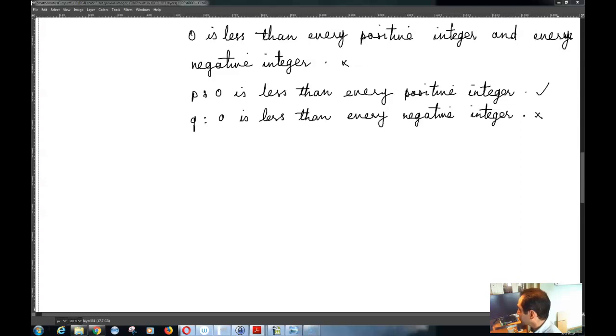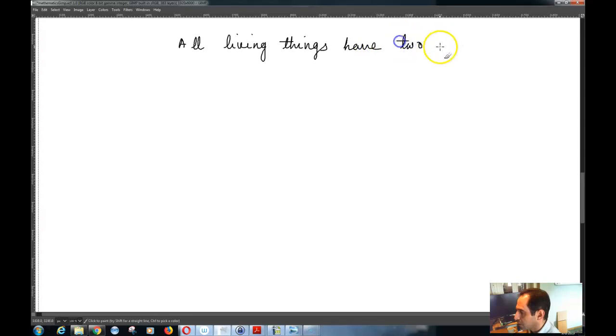Basically the third statement that we have here is: all living things have 2 legs and 2 eyes, which is not true, of course.